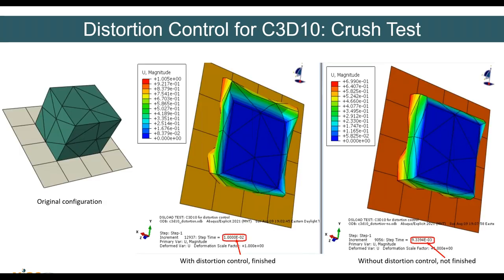So here is a quick verification of distortion control for the quadratic tet element in explicit. This block is being compressed with distortion control, and it ran to completion as you can see here. But in the previous run, without distortion control, it did not run to completion because of the distortion. It was giving certain numerical issues and it could be terminated.